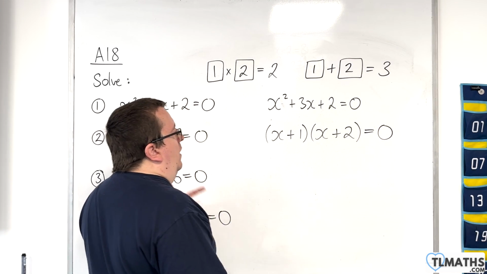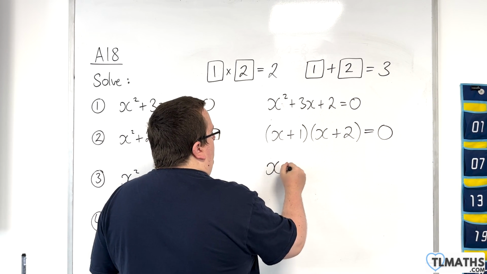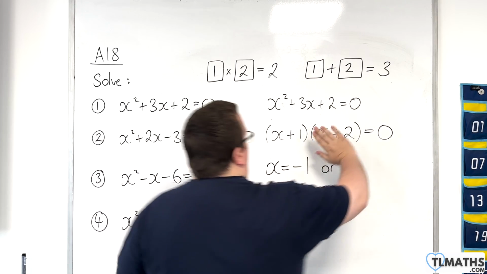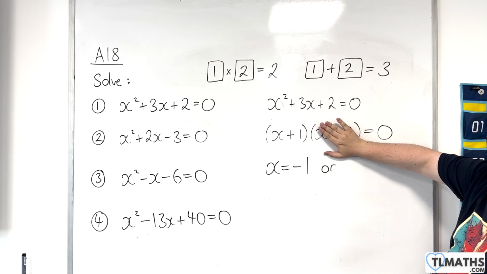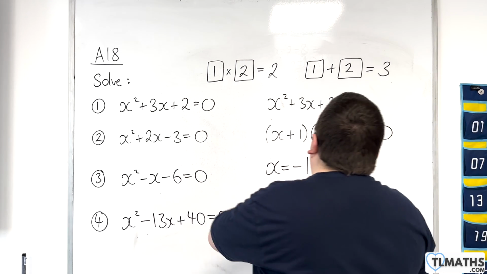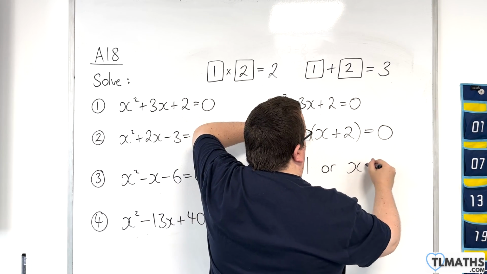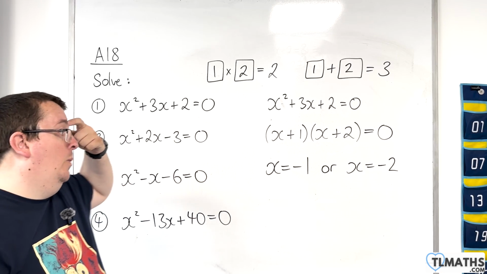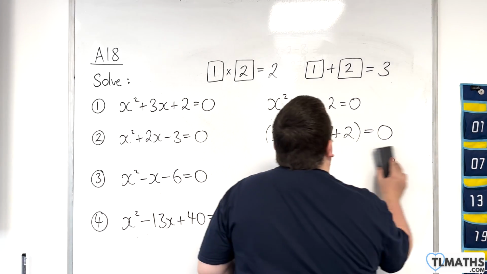So then either this bracket is 0, in which case x would equal minus 1. Okay, so if you cover up that bracket and go, right, if x plus 1 is equal to 0, just subtract 1 from both sides, right? And you get x is equal to minus 1. Or x plus 2 equals 0, subtracting 2 from both sides, you get x is equal to minus 2. And so these are the 2 solutions to that equation.